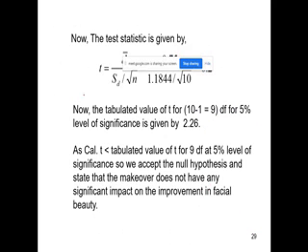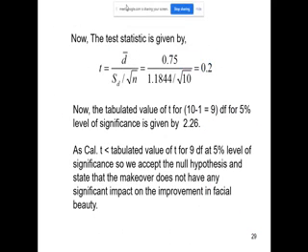Now I replace these values in the formula. D bar I have 0.75. SD, this is not standard deviation like SD, it is S suffix D. Okay. So that one we do, we get this and we get the ultimate value 0.